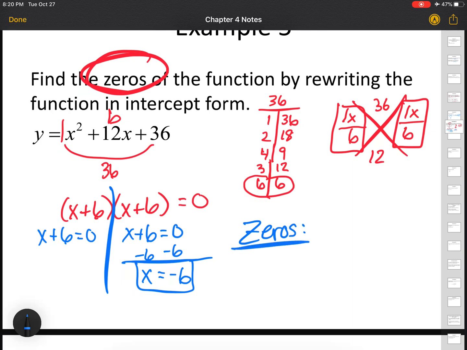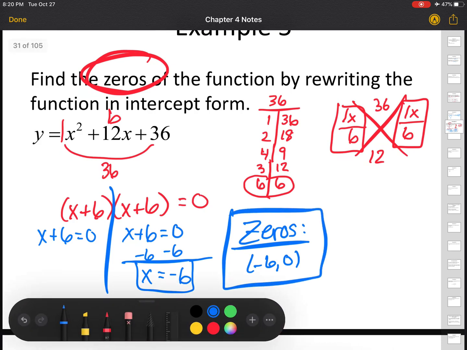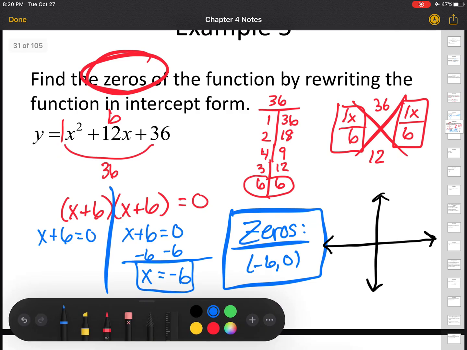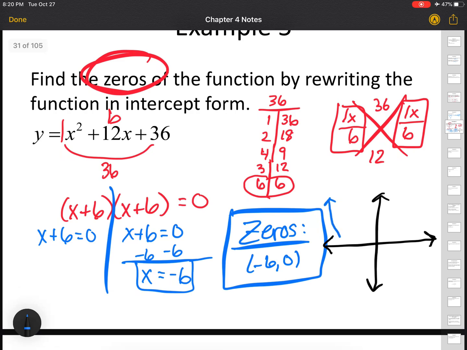is negative 6, 0. Okay, and what that means is if I have my little sketch of my graph here, that means my parabola is only hitting the x-axis at negative 6, 0, or in one place. So it's looking like this. It's barely touching it in one point. So my vertex there will be negative 6, 0 to draw my parabola on my coordinate grid.